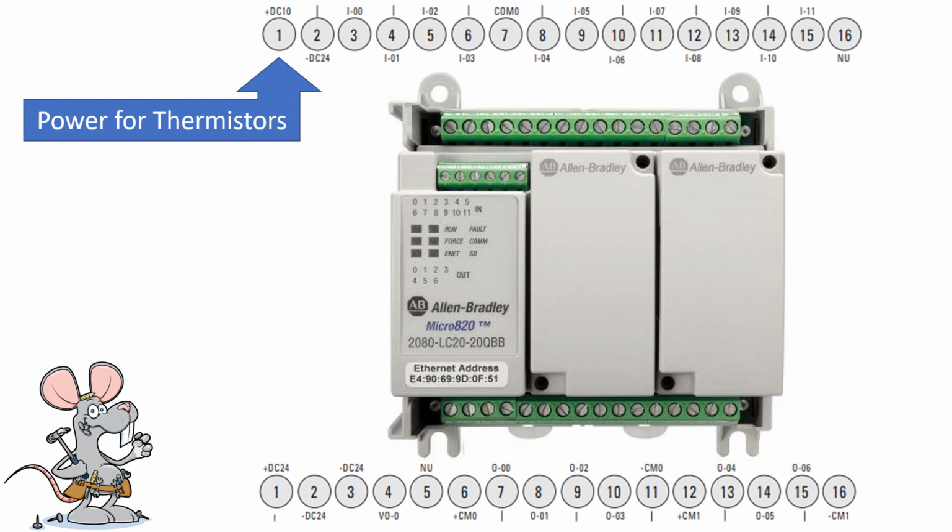Starting at the top, the input terminal strip is at the top. Terminal 1 is plus DC 10 volts. That's an output power supply for thermistors.